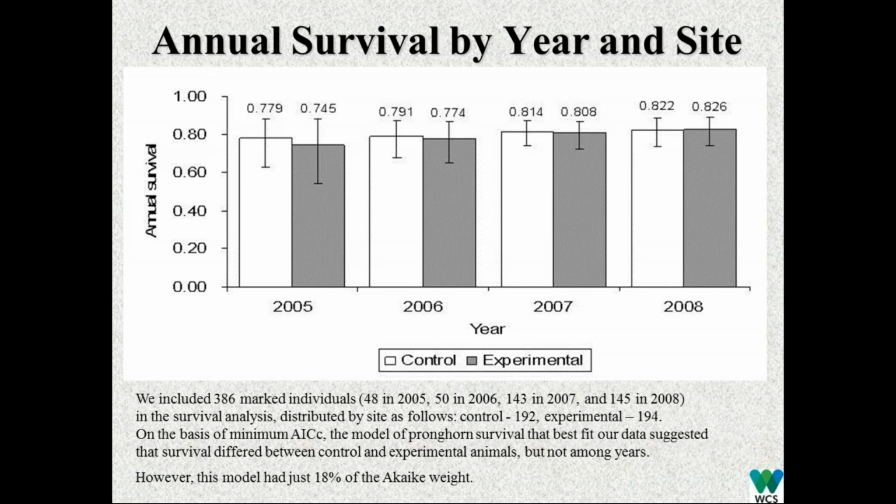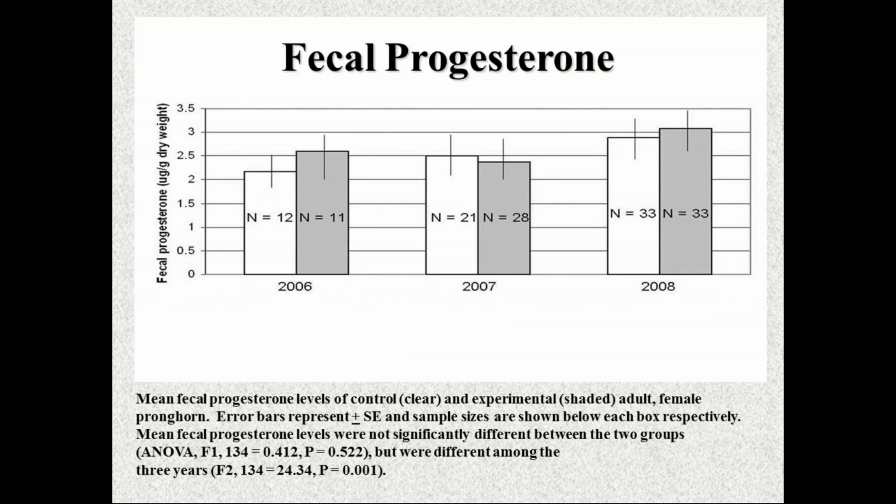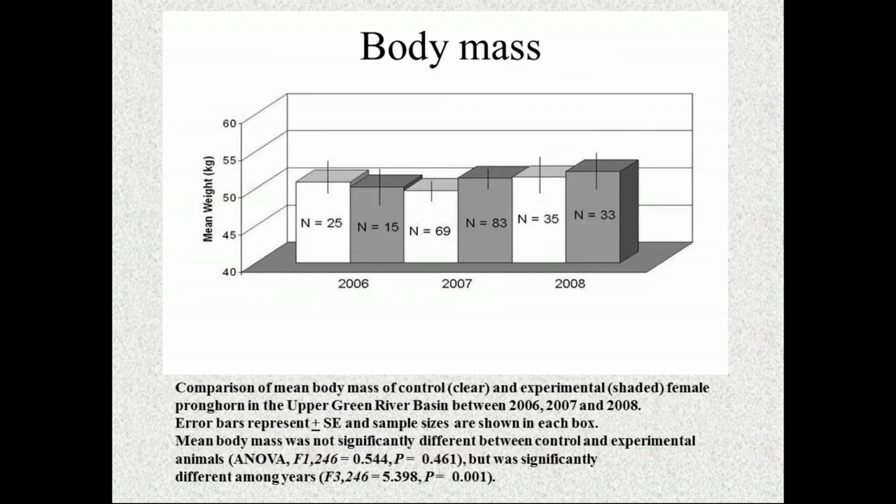And again, we saw no differences in annual survival between control and experimental animals, but we did see variance across years and within a year. Our annual survival estimates were lower during the fall, during the hunting season, compared to other times of the year, not surprising. Same with our pregnancy rates. Using fecal progesterone, we did not see any differences. I'm just showing about 3 years on each of these graphs because by the time I put 6 or 7 years on here, it can get really crowded and difficult to interpret.